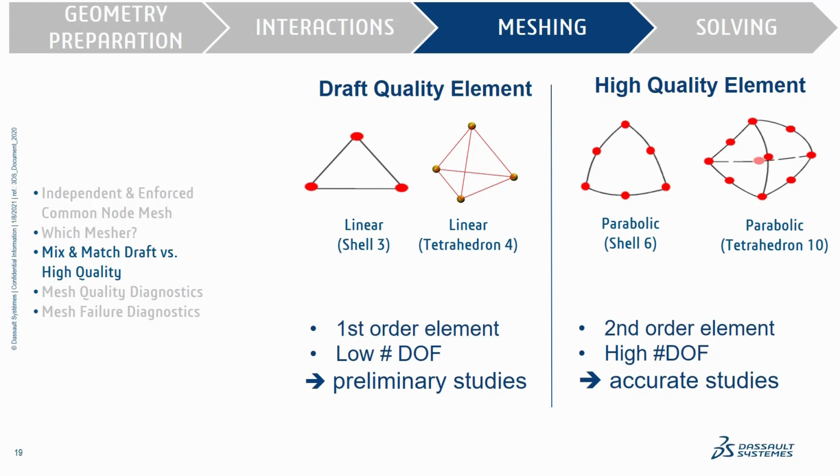Another tip you should know about is starting 2020, SOLIDWORKS Simulation allows you to mix and match draft and high quality elements. In prior releases, you have to apply draft or high quality elements to all components. But like everything else in life, one size does not fit all, and 2020 release fixes that problem. The benefit of this feature is you can reduce solve time by applying draft elements to non-important parts while retaining high quality elements for the critical components.